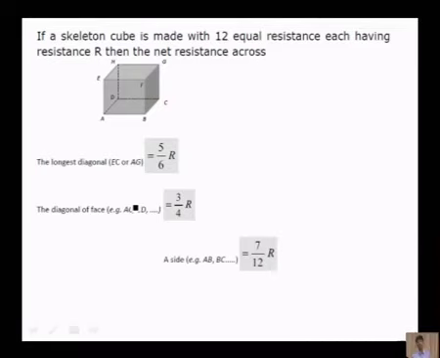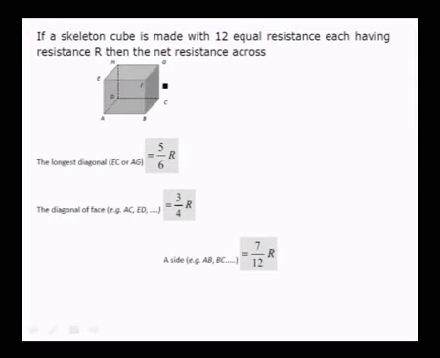Next, this is one of the most important problems. It requires a lot of steps to calculate, but here we are given a shortcut. This is a skeleton of a cube. All the sides of this skeleton have a resistance equal to R.